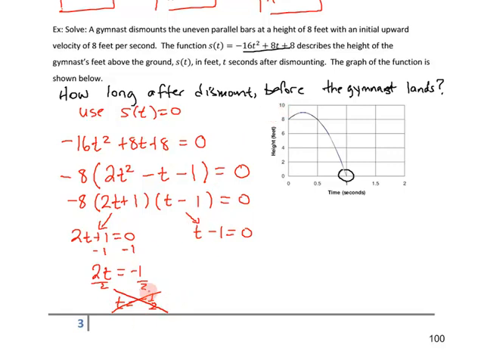So I'm going to rule that answer out. Even though it is a solution to the mathematical equation, it is not a solution to the model problem, the original problem. If I add 1 to both sides on this equation, I get t is equal to 1, and in fact that's exactly what I expected. So it's after 1 second that the gymnast lands. So it takes 1 second. And that's our final answer.